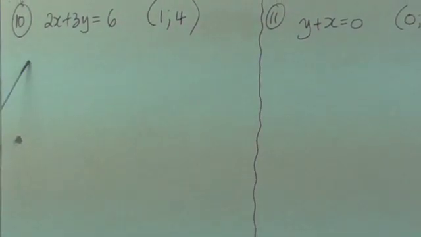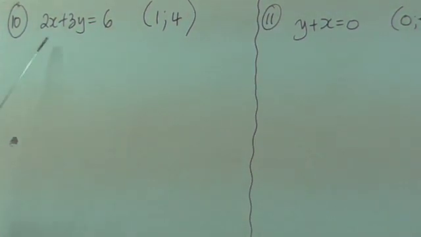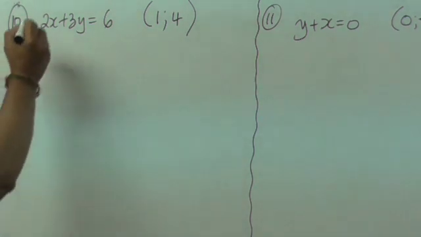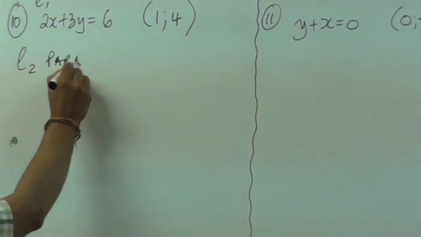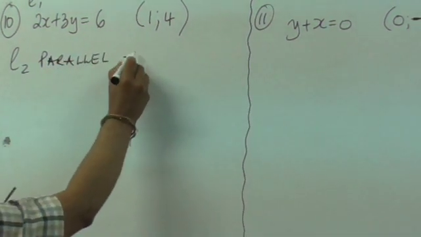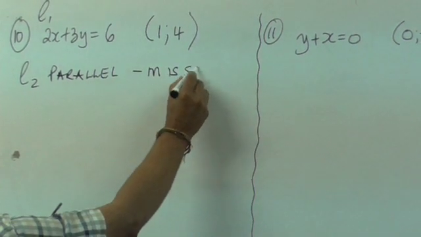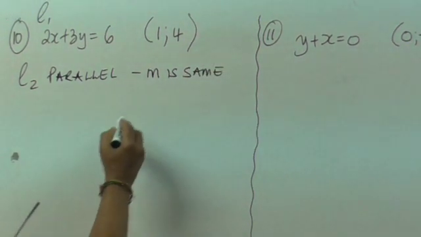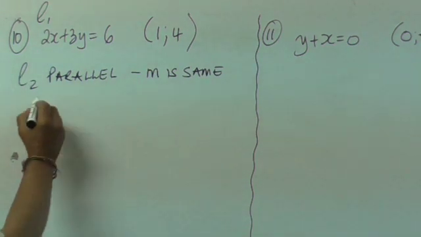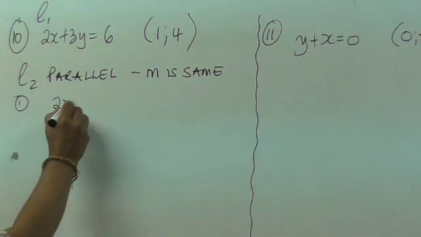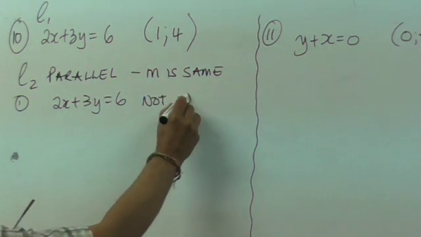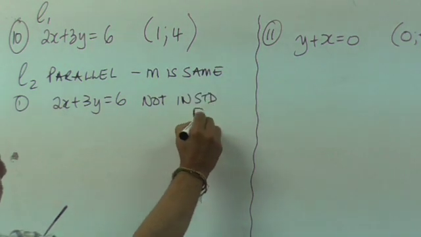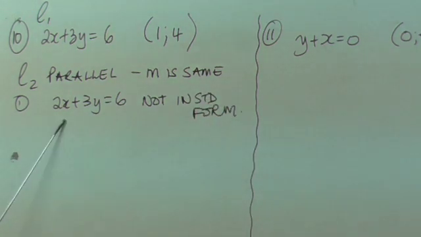Right, number 10. Find the equation. You are given this line here, let's call this line 1, and you are told that line 2 is parallel. Therefore the gradient m is the same. But when we look at this, it's not in standard form. So let's do step 1. 2x plus 3y is equal to 6 is not in standard form, so you've got to bring it to standard form.